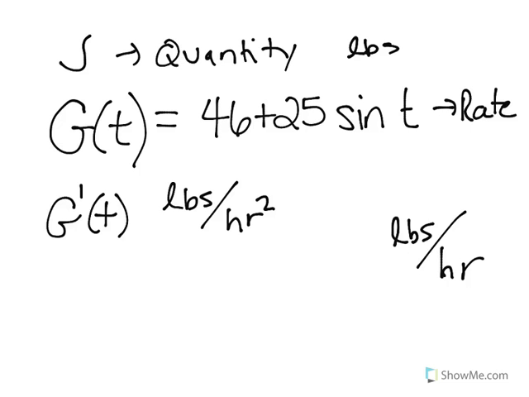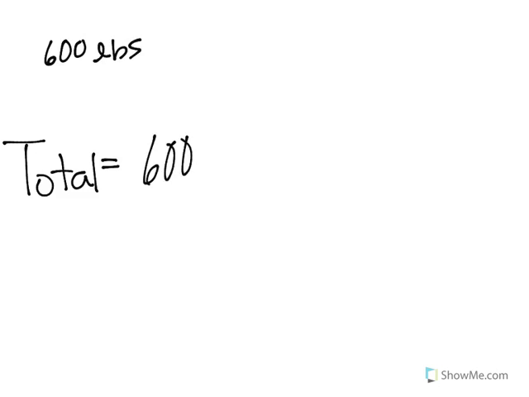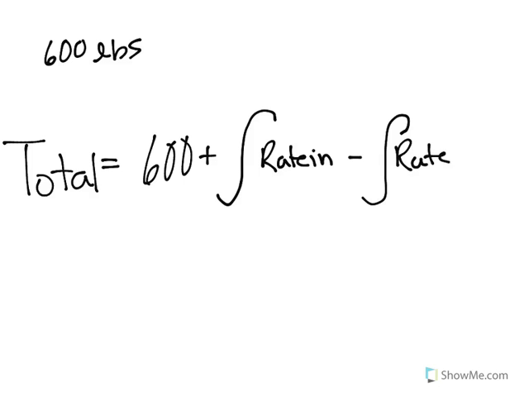Okay, so oftentimes they will ask you to find how much stuff is in a, how much material you have, things you have after a certain amount of time. Remember, when you go to do that, that total is always going to be equal to what you started out with. So they'll always give you an initial quantity. So let's say my initial quantity was 600 pounds. Total is 600 plus the integral of the rate of stuff coming in, rate in, minus, if there is, an integral of the rate of the stuff going out.